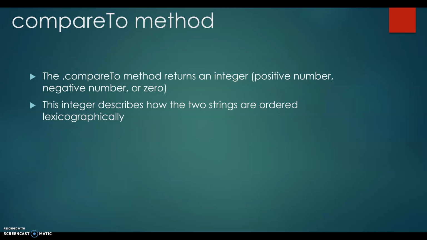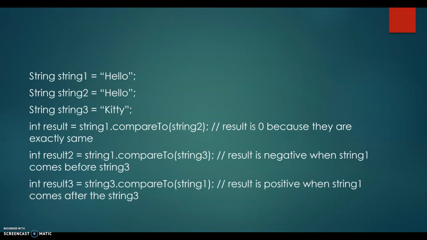The method returns a negative number if string 1 comes before string 2, a positive number if string 1 comes after string 2, and a 0 if the two strings are identical. Let's look at some examples. We have three strings. String 1 has the value hello, string 2 has the value hello, and string 3 has the value kitty. We're going to use the compareTo method to compare those strings to each other.